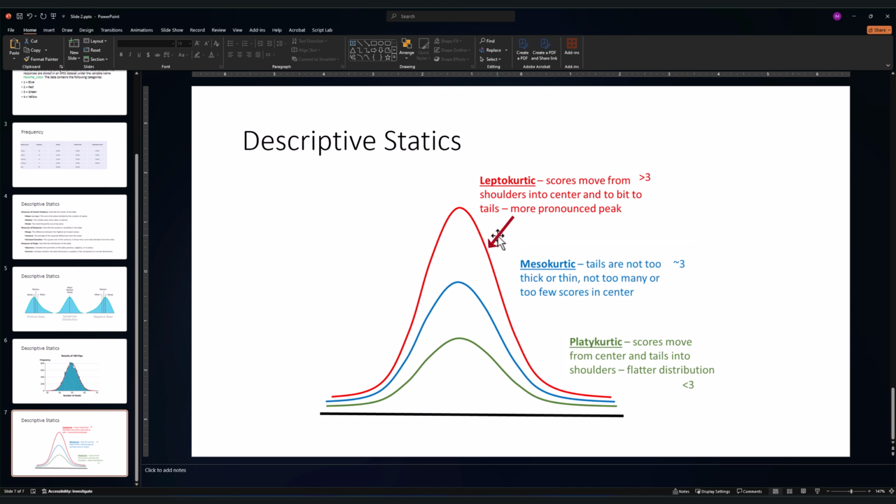Leptokurtic is a sharp peak. The peak is taller and narrower than a normal distribution, as shown in a previous slide. Mesokurtic distribution is a moderate peak. The peak is neither too sharp nor too flat. And for the flat peak, or the platykurtic distribution, the peak is broader and lower than the normal distribution.